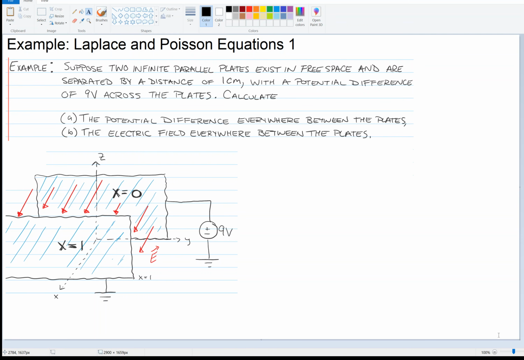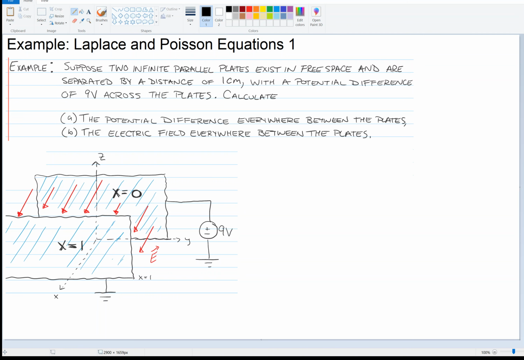Alright, this example is on Laplace and Poisson equations. Now suppose we have two infinite parallel plates existing in free space and are separated by a distance of 1 centimeter with a potential difference of 9 volts across the plates. So we're going to find the first part A, the potential difference everywhere between the plates, and then the electric field everywhere between the plates.